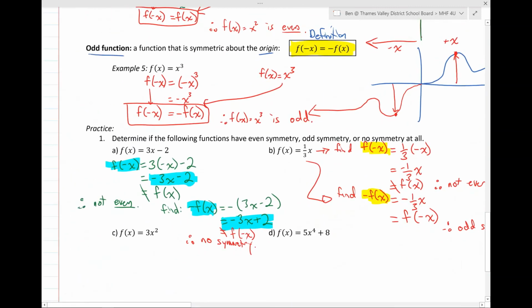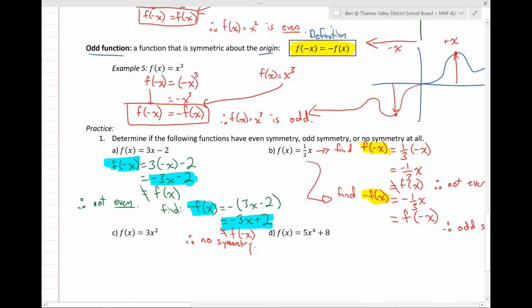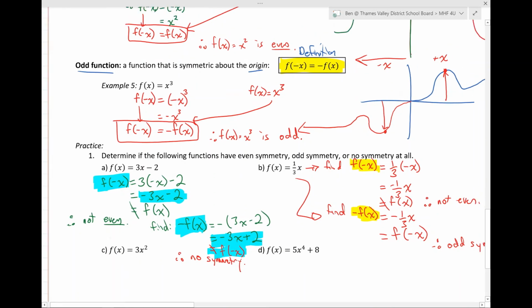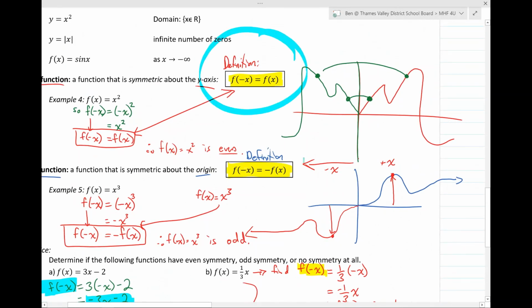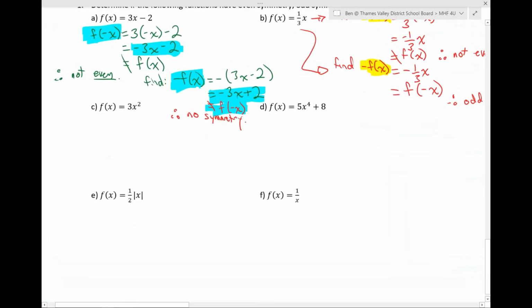So you can practice that down below. Each time, when you're checking to see if a function is even, you're trying to find f of negative x and comparing that to f of x. If you're checking to see if a function is odd, you're finding negative f of x and comparing that to f of negative x, as given by these definitions. So try it out for all of these problems down here. Again, they will be posted in their complete form on the Brightspace Classroom.